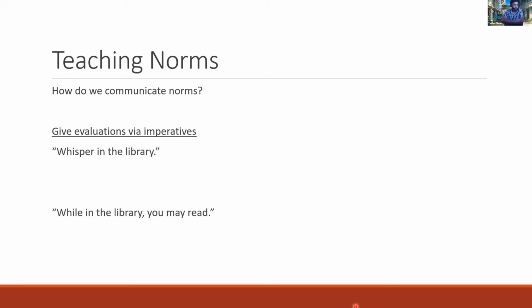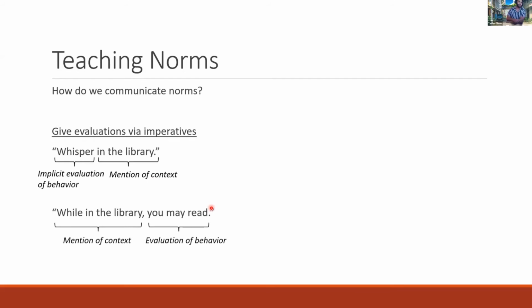For injunctive norms, right, we often just give evaluations via imperatives. They can be implicit. So in this case, "whisper," right? This is an implicit evaluation. You're not actually saying you should, right? But it's a command. And then you mention some context along with it, right? So "in the library." So this is a situated norm. Similarly, you can mention the context first, right? And then give an actual explicit evaluation.